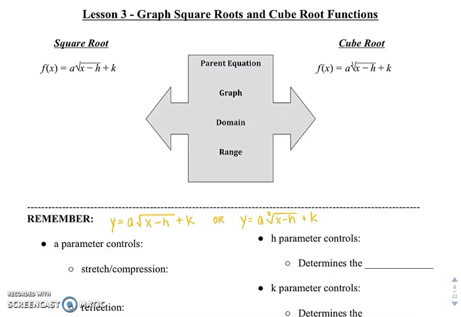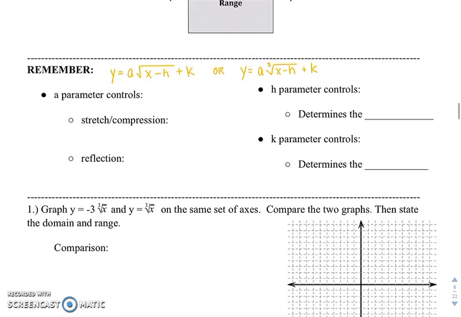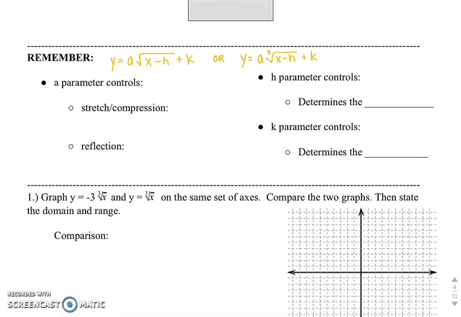So we've talked about this before with other functions. Radical functions are no different. Whether you have a square root or a cube root in the parent function, these parameters a, h, and k are still the same. The a parameter is still going to control that reflection. It's still going to control that stretching and compression.